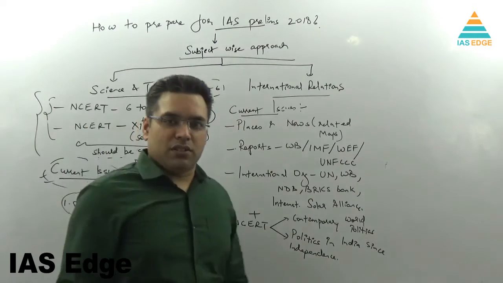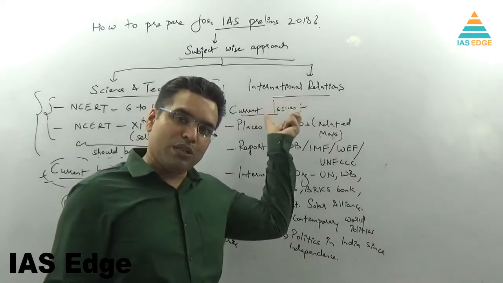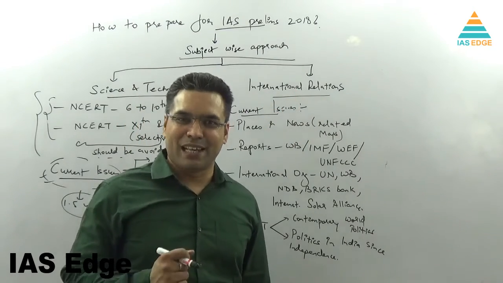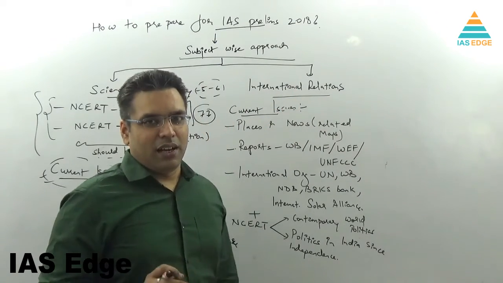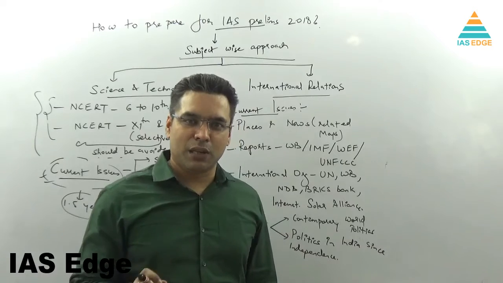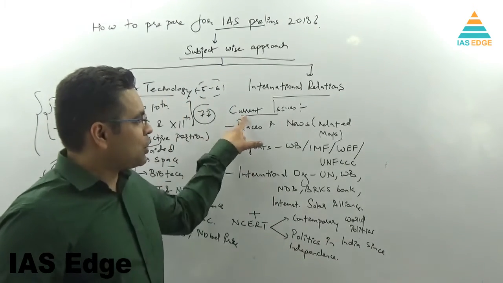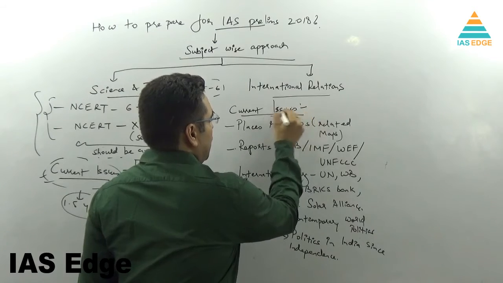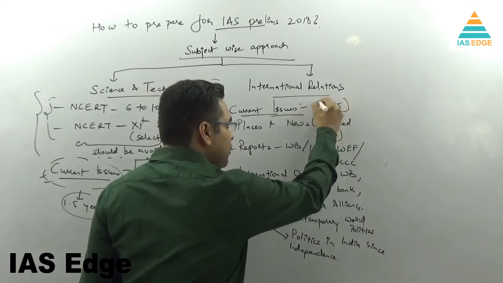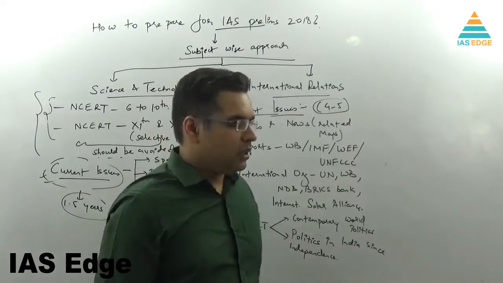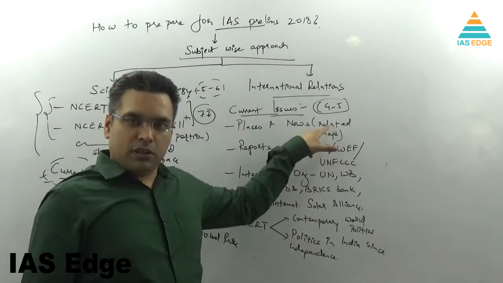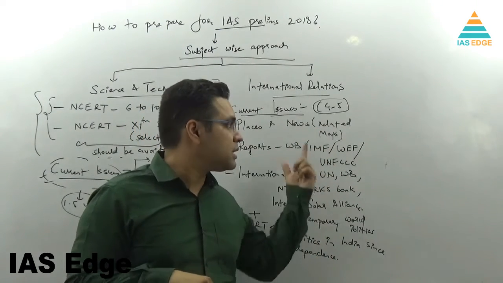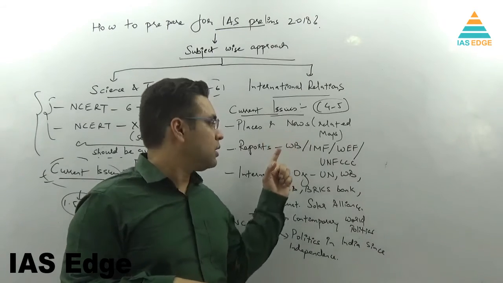Coming to international relations, remember this is the most neglected part of the examination because students feel that international relations is not part of the syllabus in the prelims. Yes, it is not specifically mentioned in the syllabus, but questions do come from current issues, around 4 to 5 questions every year. Places in news and their related maps. You might feel that this is an area of geography, but yes, it is an area of international relations.